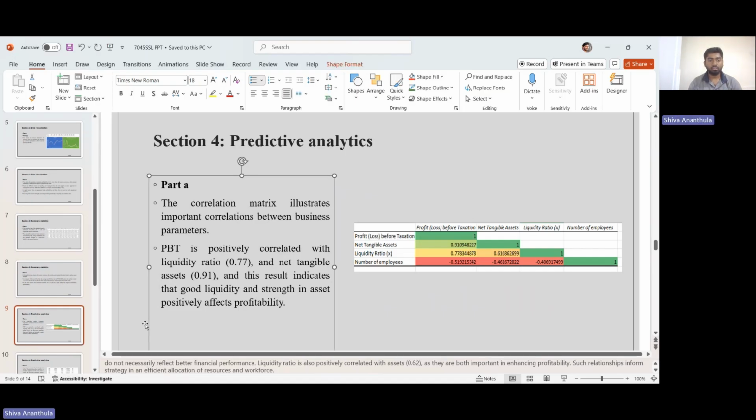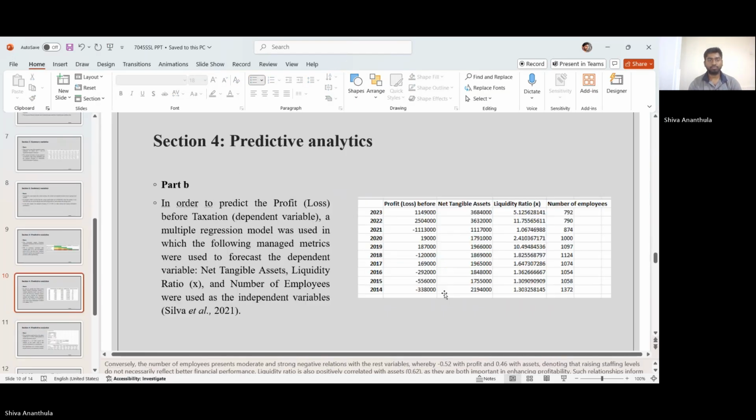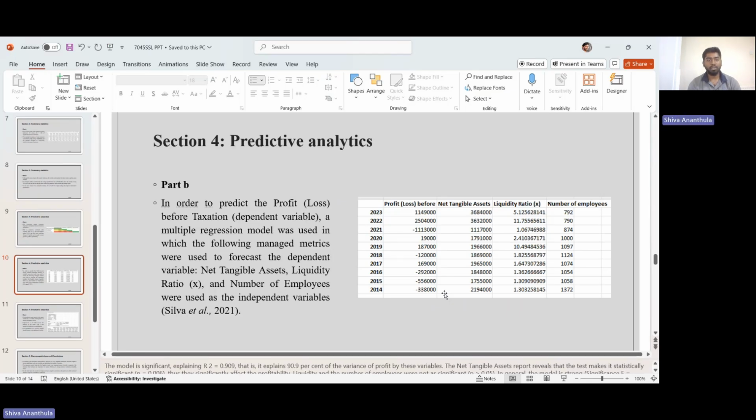And moving on to the next slide, part B. In order to predict the profit or loss before taxation, the dependent variable, a multiple regression model was used in which the following management metrics were used to forecast the dependent variable. Net tangible assets, liquidity ratio, and number of employees were used as the independent variables.